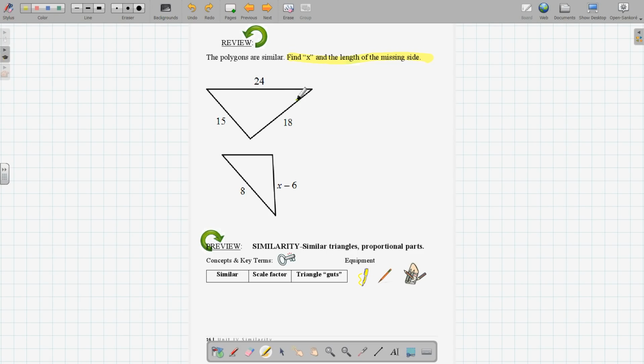First, you want to match and mirror the sides. So we're going to go short side to short side, medium side to medium side, long side to long side. Once you've matched and mirrored the sides, now you mirror the direction that you're going.